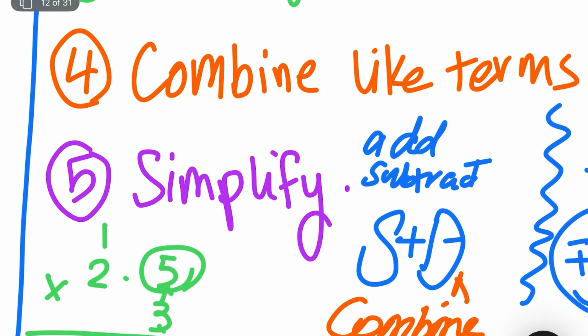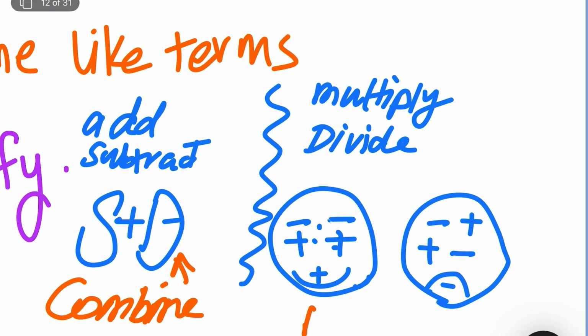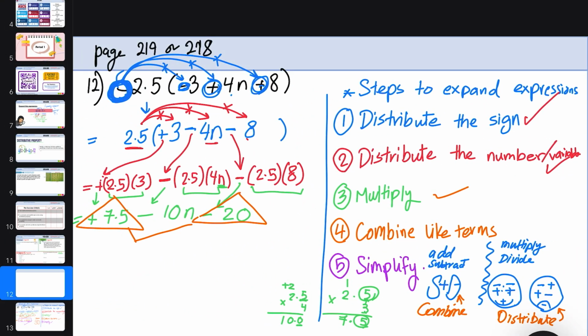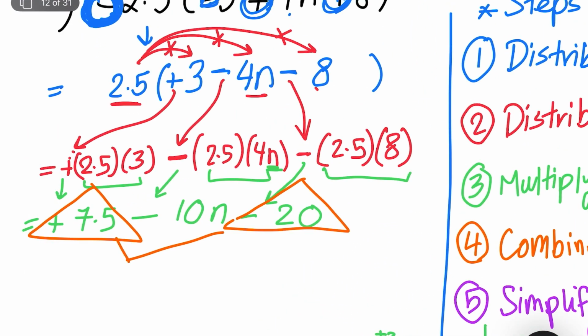We use SATs. To distribute, we use these smiley faces. Very smiley. So let's combine them using SATs rules. I have negative 20 and positive 7.5. Different signs, subtract. You can line them up and subtract them. I'll just do it mentally. It's going to be 12.5. Now the 12.5 is the answer of subtracting 20 minus 7.5.